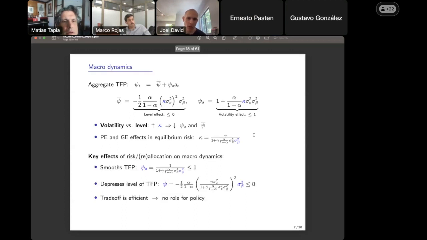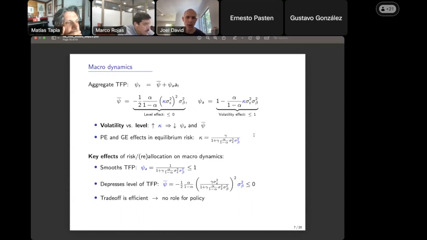Good. So just to sum that up, and I'll also talk about the efficiency question that just came up. What are the key effects of risk and reallocation opportunities on macro dynamics? It smooths TFP. Psi A, the exposure of the economy to shocks, is less than 1. In a representative firm economy, it would just be exactly 1. Sigma squared beta would be 0, so you can see that from the expression. It's going to depress the level of TFP. Psi bar is negative, whereas in a representative world, psi bar would just be 0.